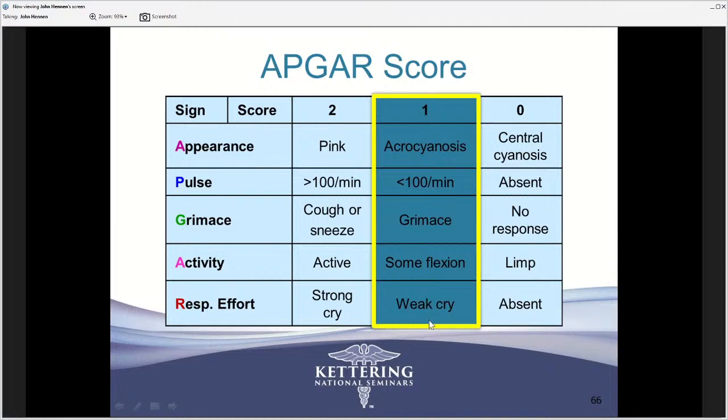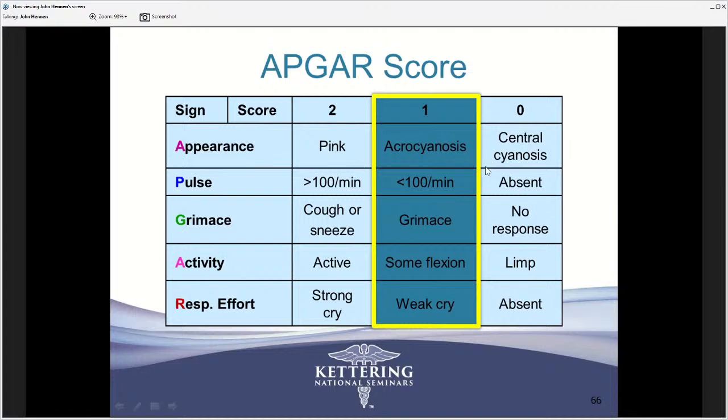and learn what the score of 1 relates to. So you can see here, if you have acrocyanosis under the appearance, that would be scored as a 1. So that's basically peripheral cyanosis. If they're pink, there is no cyanosis, so that would be a 2. That's better. And then if there's central cyanosis, that would be on the body, that would be a 0.